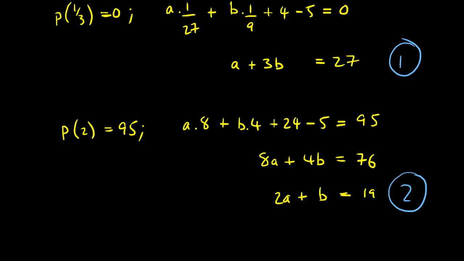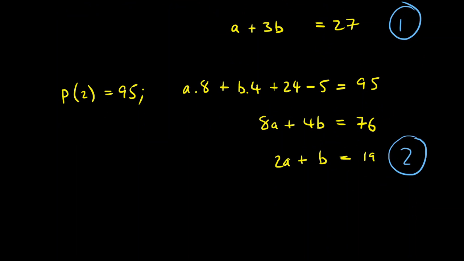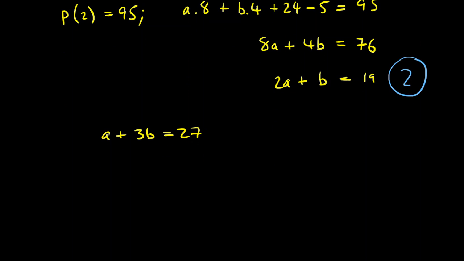Well, what have we got here? We've got 2 equations and 2 unknowns. And how do you do 2 equations and 2 unknowns? Well, simultaneous equations. So I'm going to write these out. a plus 3b is equal to 27, and 2a plus b is equal to 19.